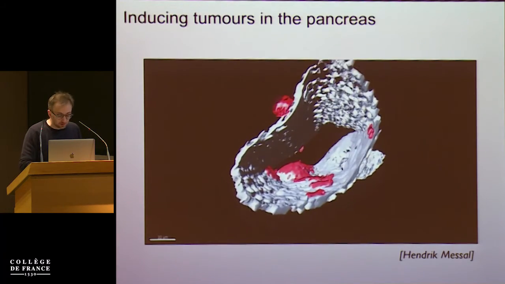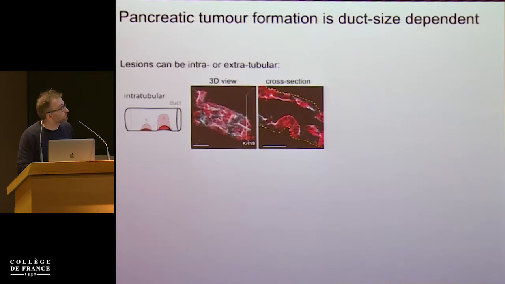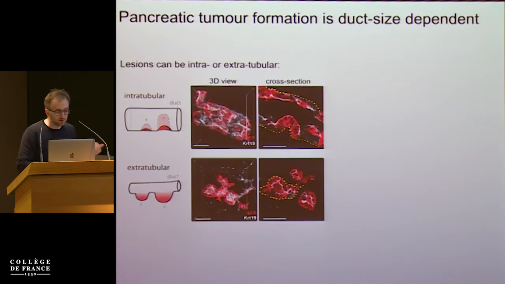What they do then is they take these images and they can do quantification of the shapes of the tumors that they have been observing. This is a 3D view, this is a cross-section. And they see 2 different kinds of tumors. In some cases, like this one, this yellow line is the boundary of the tube. And in some cases, like here, this red tumor has grown towards the inside of the tube.